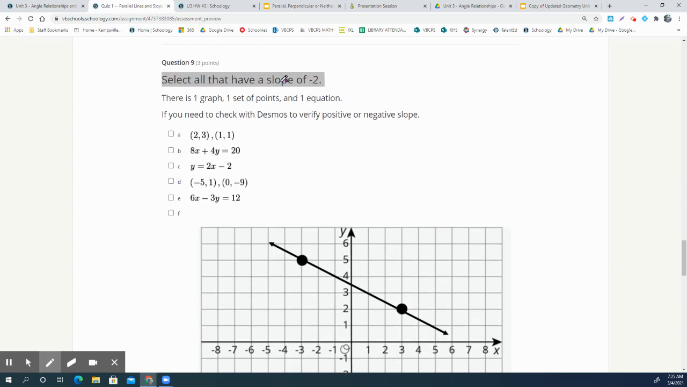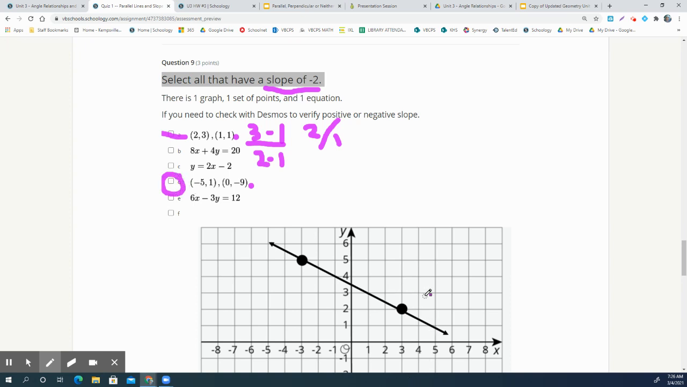So this says select all the things that have a slope of -2. We've done slope from points, right? So that's the y minus y over x minus x. 3 minus 1 over 2 minus 1. So this is going to be 3 minus 1 is 2, and 2 minus 1 is 1. That's going to be a +2 slope, not a -2 slope. And I've told you need one graph, one set of points, and one equation. So if it's not A, it must be D, right?